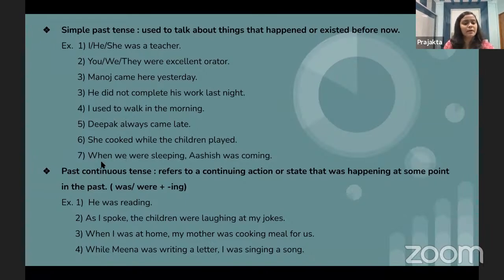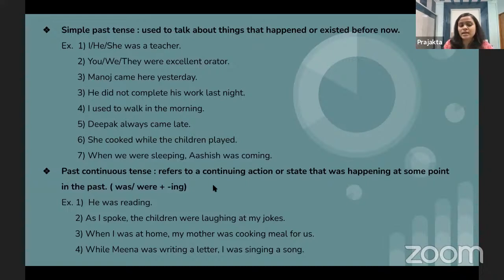See the next example. When we were sleeping, Ashish was coming. Okay, so when two continuous actions happen in the past, we say it like that. When we were sleeping, that means the ing form is there. That means the process was continuing, and Ashish was coming. कि जब हम सो रहे थे तब आशीष आ रहा था. ठीक है.